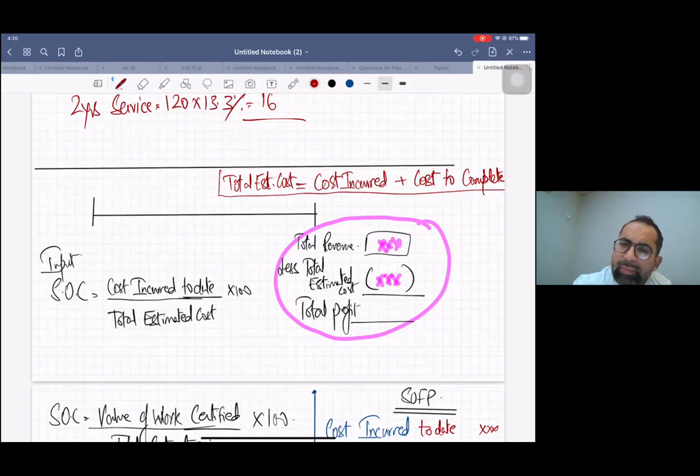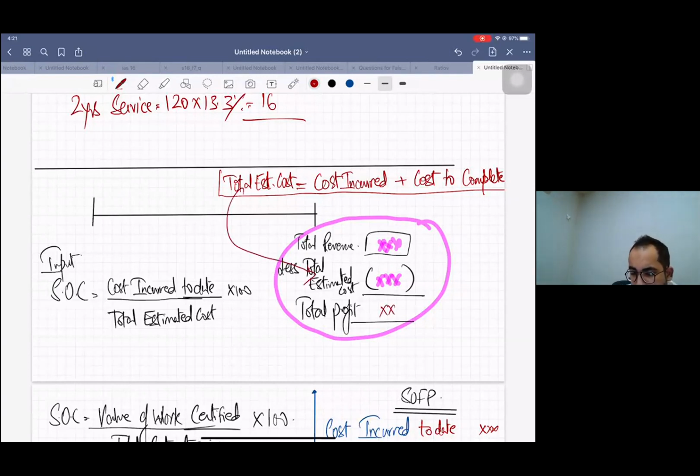Sometimes the examiner gives you a ready-made total estimated cost, then you don't need to worry about it. And sometimes the breakup is given. Even today I'll teach you one question. In that question the breakup is given: cost incurred to date plus cost to complete. Okay, so use this total estimated cost here.